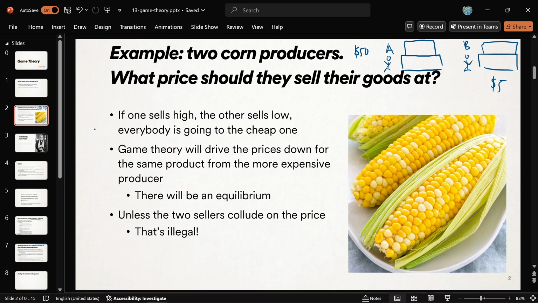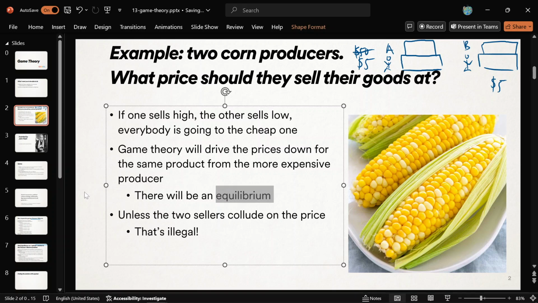So the ideas of game theory will tell us that, all right, if this is equivalent corn, if person A wants to stay in business, they will drive their prices down. Their prices will be driven down to be the same price as the cheaper person, right? So this is going to go down to $5, essentially. That's what's going to happen, right? And so game theory is like a framework. It's a mathematical framework. It's going to explain why that happens in real life, all right? So there will be what's called an equilibrium of prices.